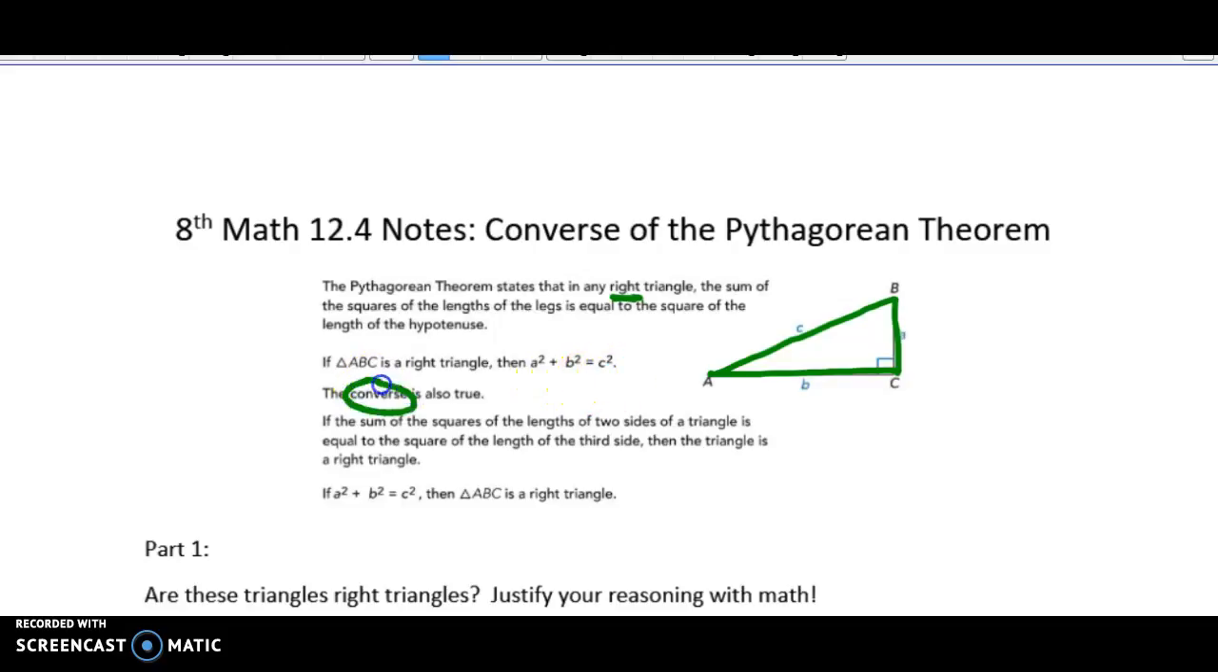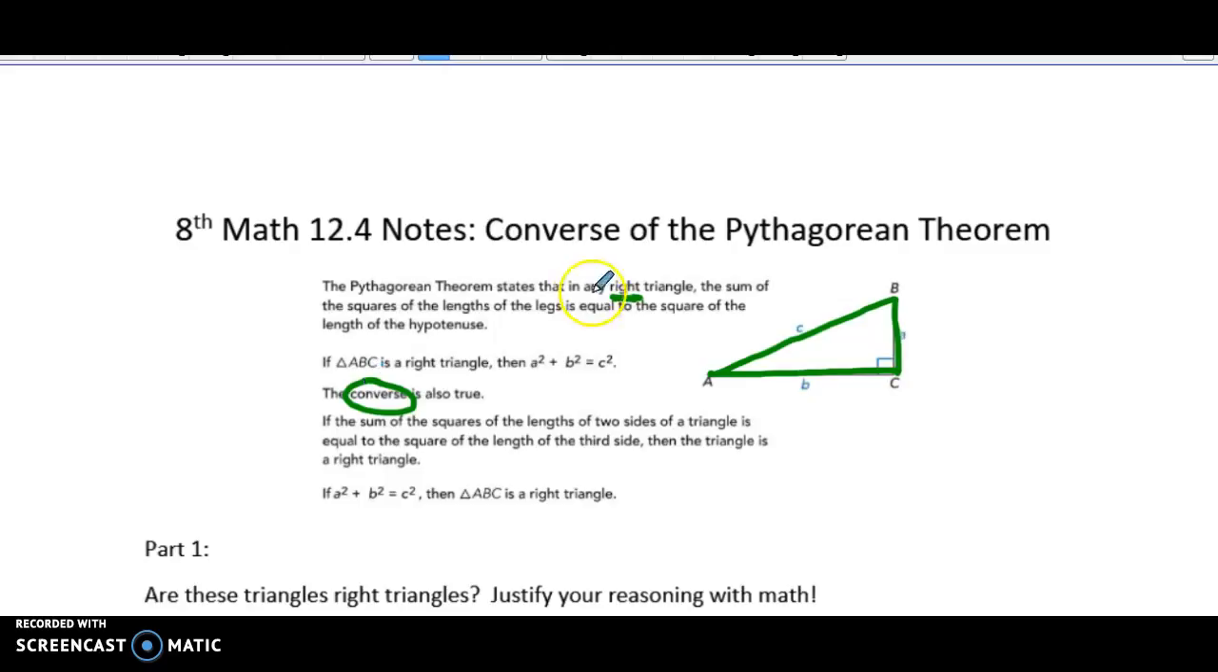So now we're going to talk about the converse. We would say the converse is also true. So if we say it the other way, if the sum of the squares of the lengths of two sides of a triangle is equal to the square of the length of the third side, then the triangle is a right angle.